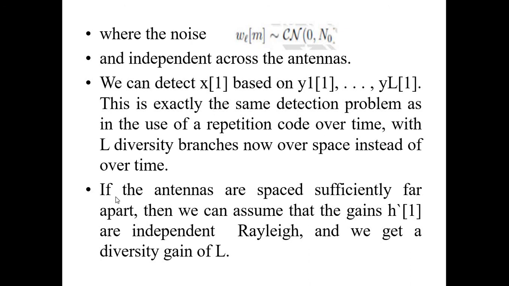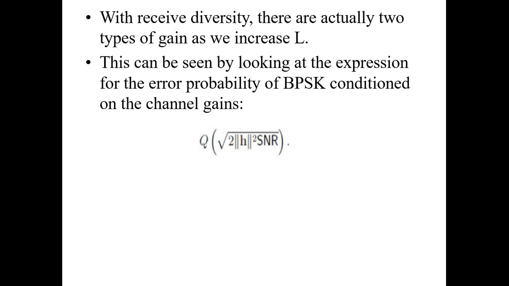Here we also consider that if the antennas are spaced sufficiently far apart, then we can assume that the gain factors h_l are independent Rayleigh, and we can get a diversity gain of L. So throughout we can expect good receiver diversity, so that we maintain a good gain level; if gain is more, then the output is high and SNR is high.